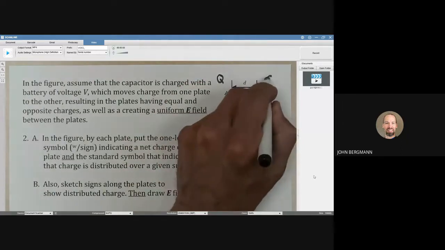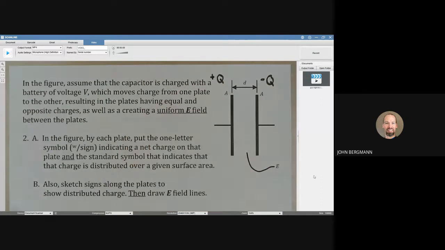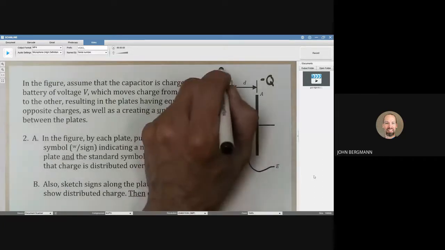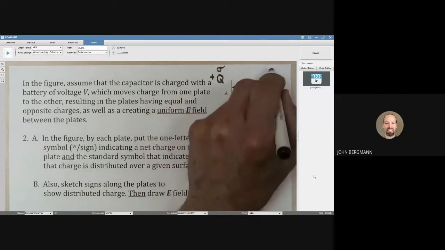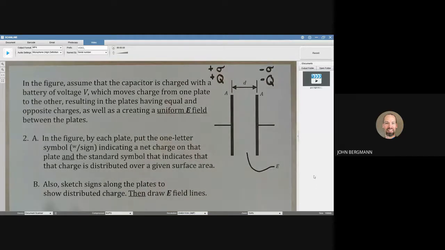And this one will have Q as well. One of them will be positive, the other one will be negative. And a standard symbol that indicates that that charge is distributed over a given surface area. That would be the surface charge density. And again, we should put a sign in front of that.